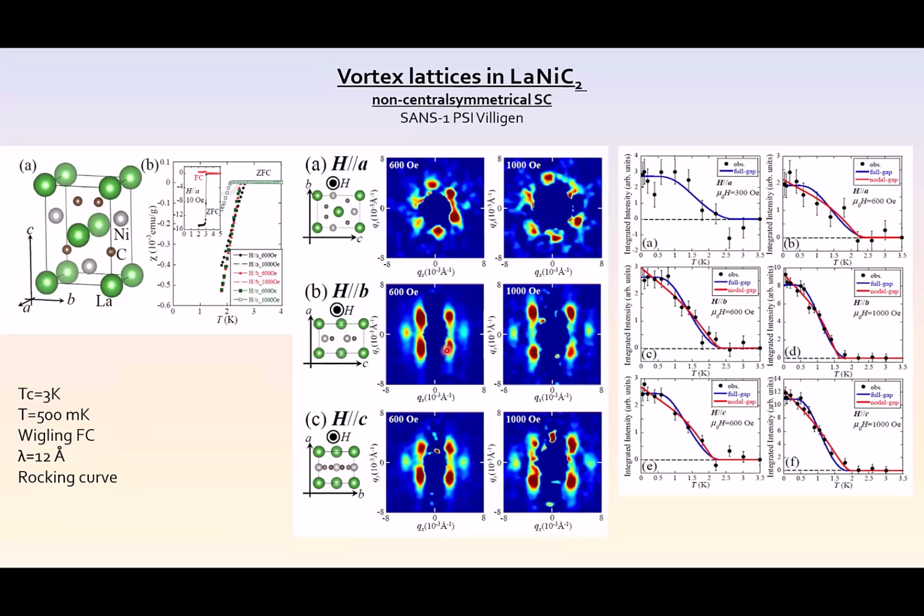And this is a vortex lattice which we measured at PSI, Villigen. It's a non-centrosymmetric superconductor, lanthanum nickel carbide. It has a different structure of flux line lattices, depending on how you orient the crystal. For example, here it's parallel to the A, B, and C axis. Here you see 6 spots with threefold symmetry, and down it's quadratic. And we measured just two fields, 0.006 and 0.1 Tesla.